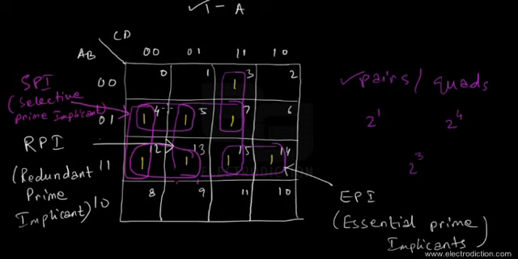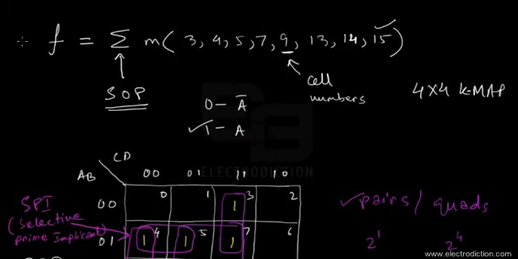All right. So similarly, the cells 12 and 13 also form a selective prime implicant. So it all depends upon how you group the cells together. Whenever you have such situations and they ask you to find the EPI, RPI, and the SPIs in a particular Karnaugh map system, then you just do it something like this. So this is how you can fill up a Karnaugh map with a function that's given in the SOP form.